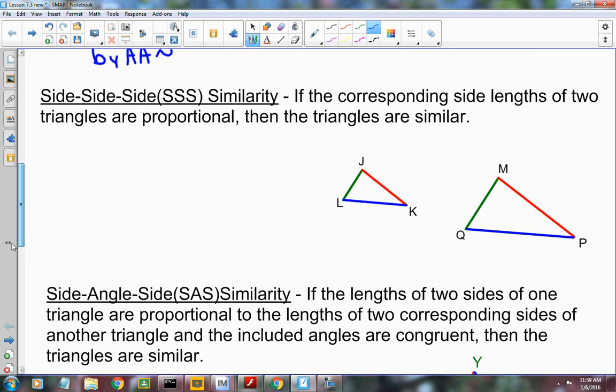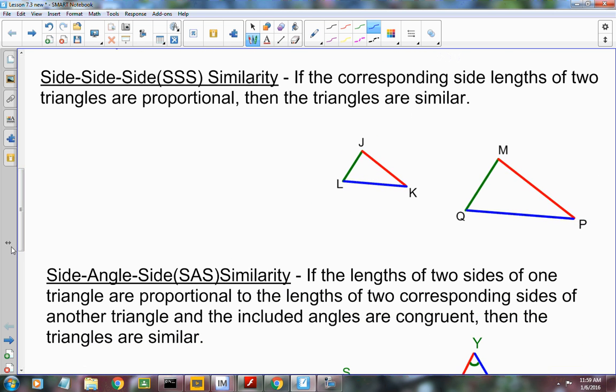Another way is by the side-side-side similarity. And it says that if the corresponding side lengths of 2 triangles are proportional, then the triangles are similar. So all we have to do is show all 3 pairs of sides proportional. So it would be like showing A is to AX, as B is to BX, as C is to CX. Okay? Basically, if you were to write them as a fraction, they all have the same ratio, okay? Or the same scale factor.